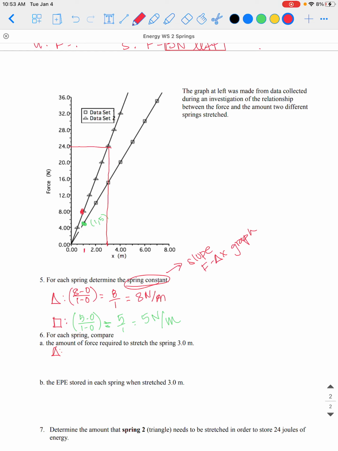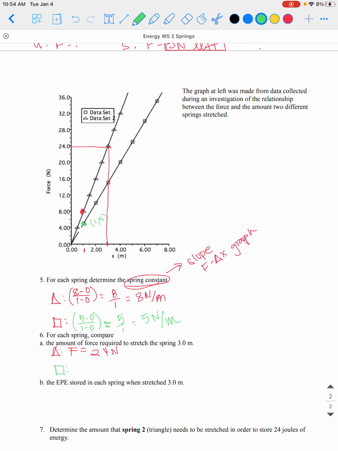So in this case, the force is equal to 24 newtons. Another way to do it is just to use your K value that you got from 5 and multiply it by your value 3. Both of those would get you 24.